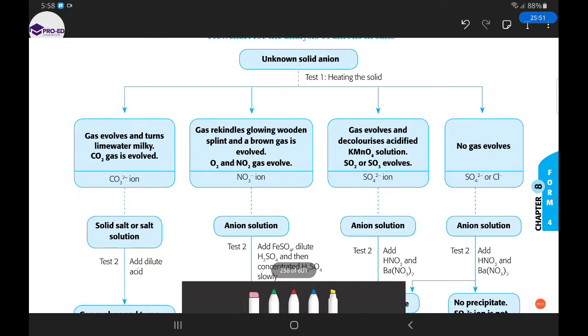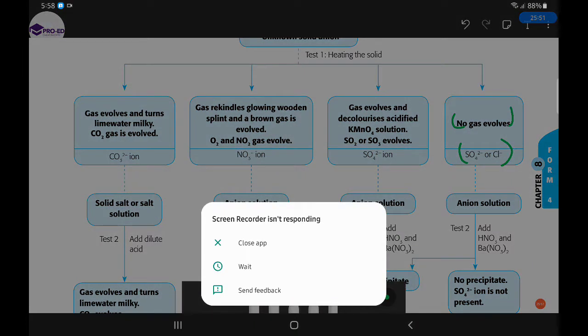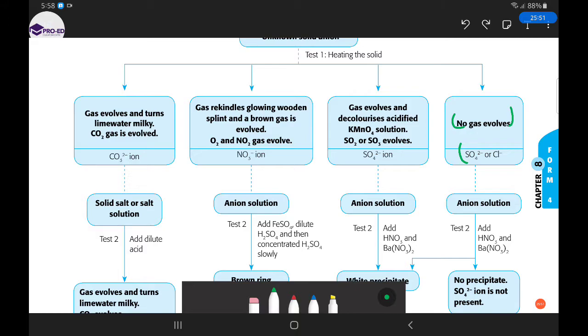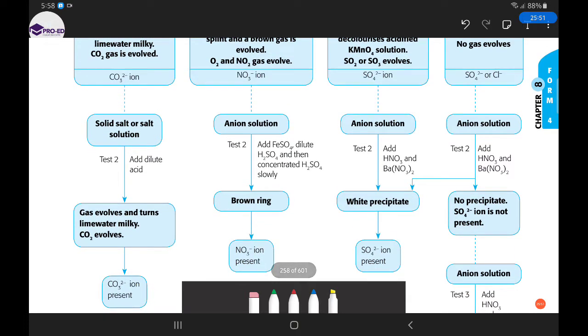And finally, if you heat up your solid and no gas is evolved, that's because it's probably a very stable sulfate or a very stable chloride salt, so it doesn't give off any gas. So we're suspecting it's either sulfate or chloride. Well, you just do the same sulfate test on it. You add nitric acid, and then you add barium nitrate. If it forms a white precipitate, then you know it's a sulfate salt. However, if no precipitate is formed, then it is not a sulfate salt.